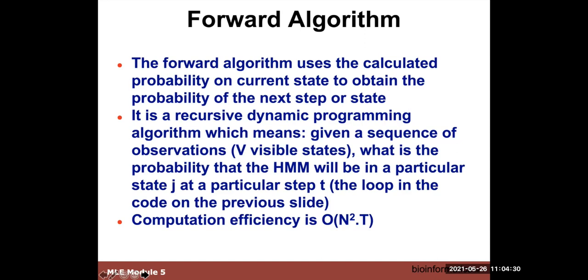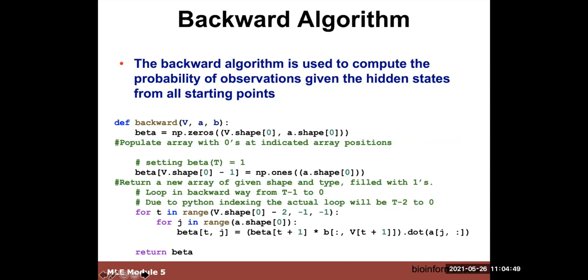So this is essentially the optimization equivalent to the back propagation that we talked about in neural nets. It's fairly costly in terms of calculations. It goes as the order n squared. Then there's the backward algorithm, which is the other half of the Baum-Welch. So consider this the equivalent to back propagation, like we had in neural nets. And it's used to calculate the probability of observations given the hidden states.